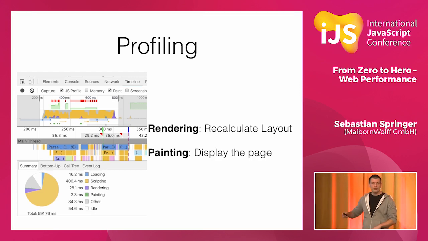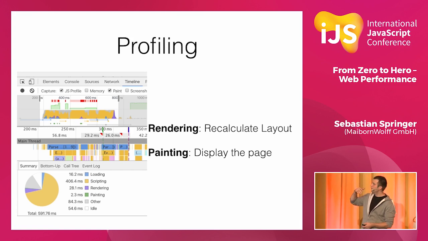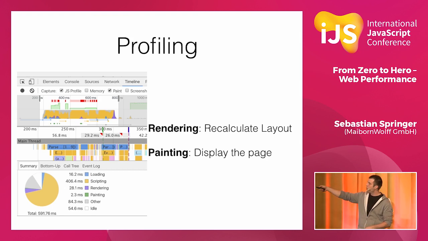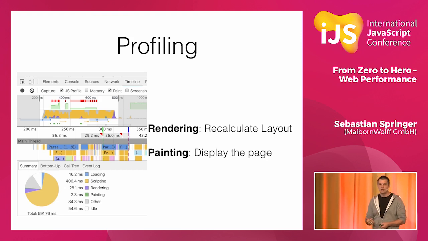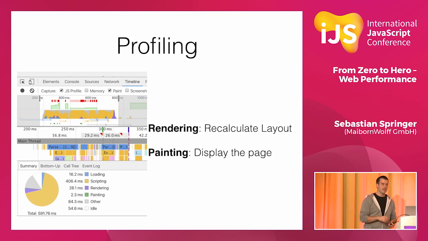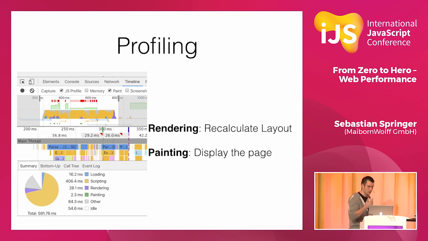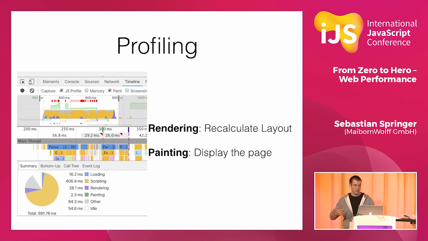Rendering is reflow. Painting is repaint. And if you watch the performance of your application over time, you can see what your browser is doing here. And if you see a lot of rendering and painting events, you know that there is something happening. And maybe that's intended because the user scrolls like something, or it's not intended, and then you have to become active and change your source code.